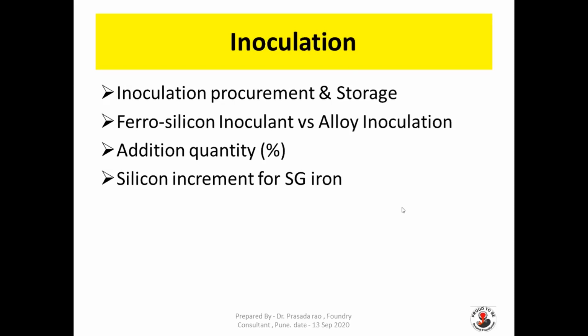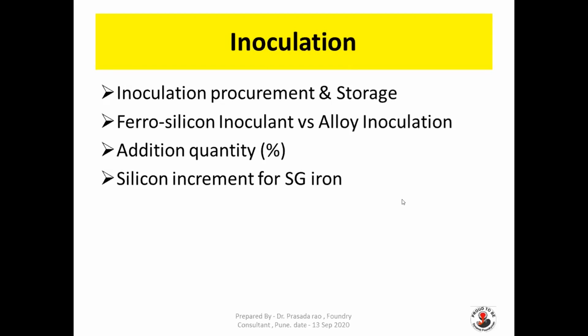This ferrosilicon inoculant, also alloy inoculant, I already talked about all of these things. And addition quantity, people have already talked about for cast iron. If you are using a press pour, addition for the cast channel, let us say, inoculation addition can be 0.08 to 0.12. If you are using manual pouring, inoculation can be 0.15 to 0.2%.